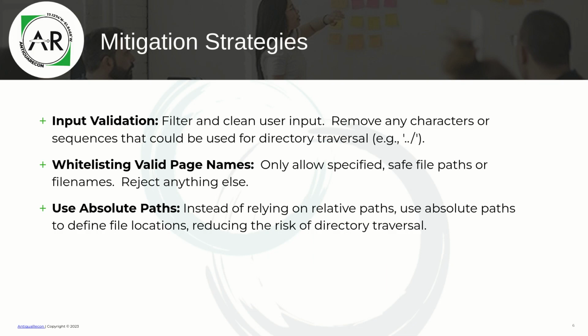Input validation is something which will filter and clean user input, and it will remove any characters which could lead to directory traversal, like dot dot slash, things like this. Then we can create something like whitelisting, where we whitelist valid page names and only allow specified file names, and we reject anything else. Then we can also try absolute paths. Instead of relying on relative paths, you can use absolute paths to define the file location.